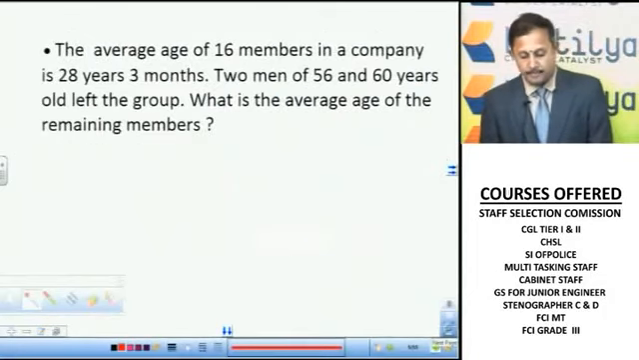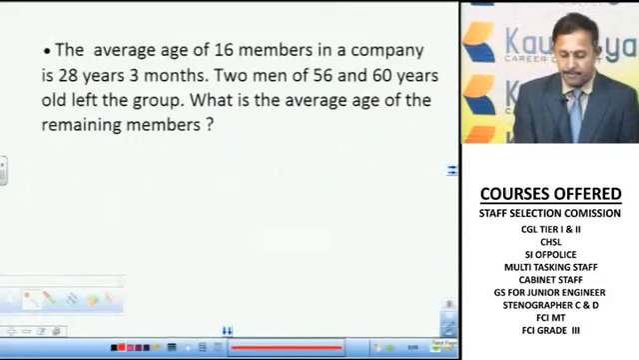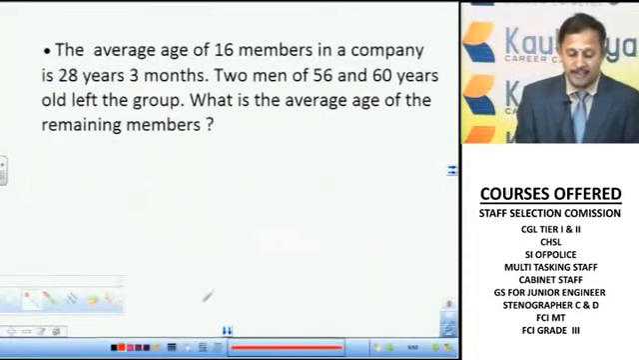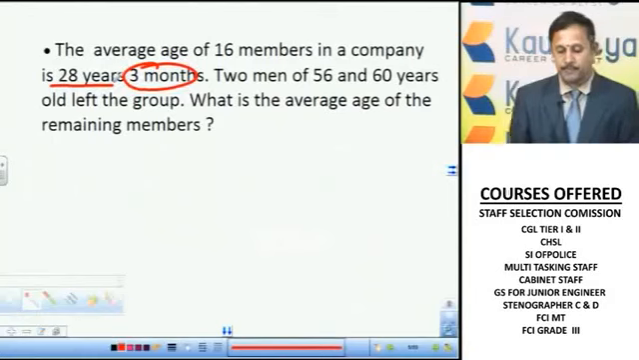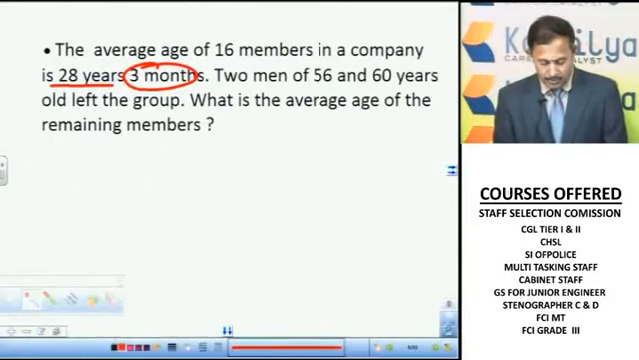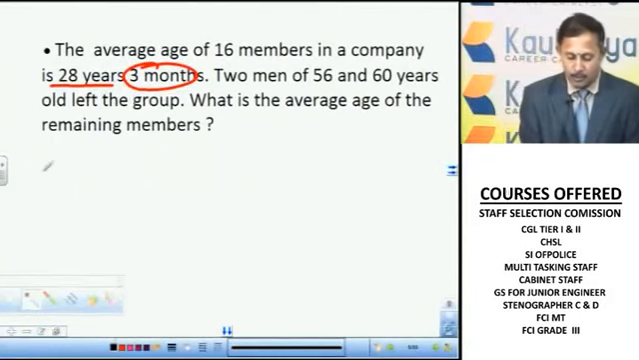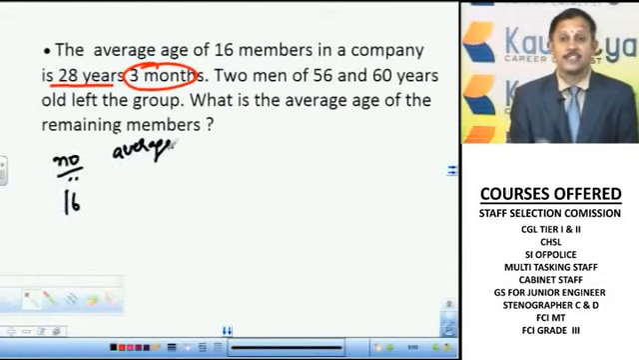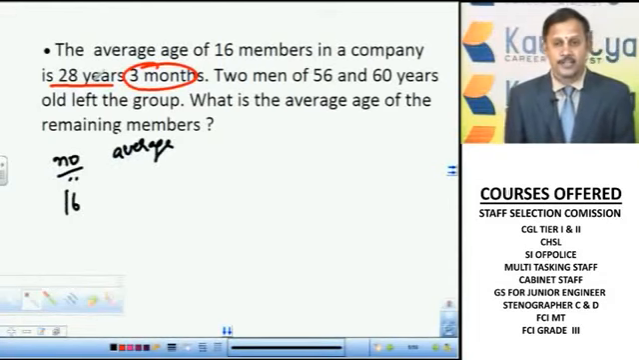Next, another problem. The average age of 16 members in a company is given as 28 years 3 months. So there are 16 members in the group. The number of candidates is 16, but their average age is given as 28 years 3 months. It is not simply 28 years, it is 28 years 3 months.